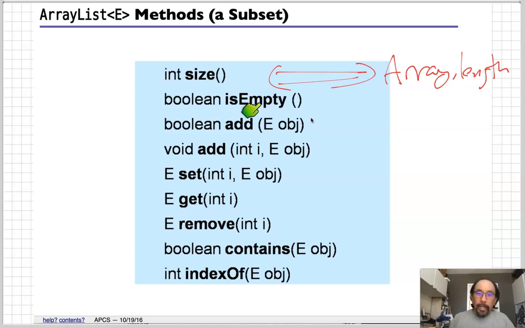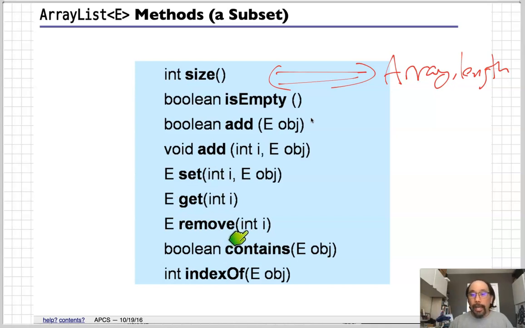There's a Boolean isEmpty method, which will tell you whether the array list is empty, i.e. the size is equal to 0. You can add objects to the end of the array list. You could add objects to the middle of the array list, and every subsequent item will be shifted over. You can get or you can set any item in your array list at any specified position.